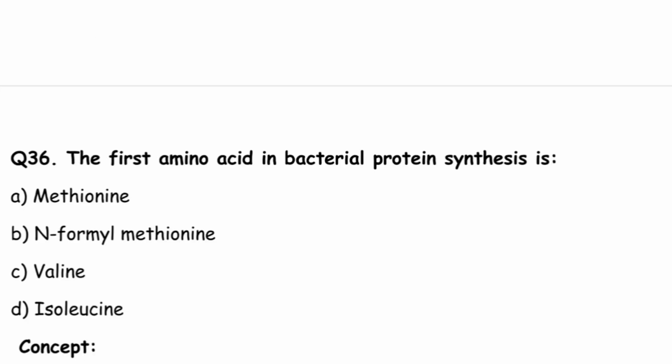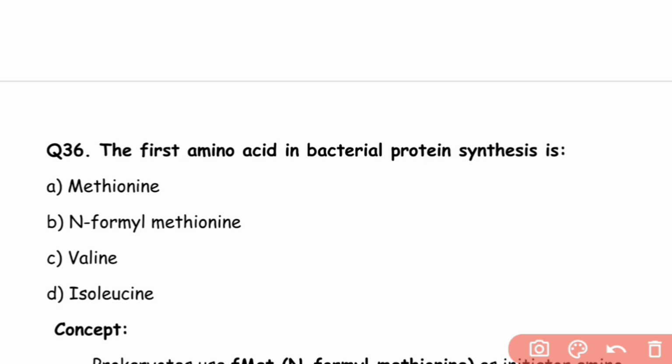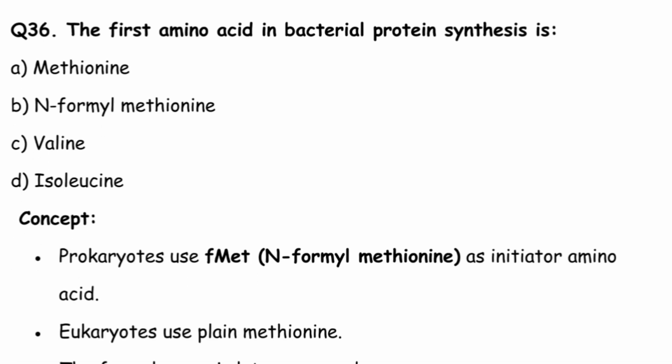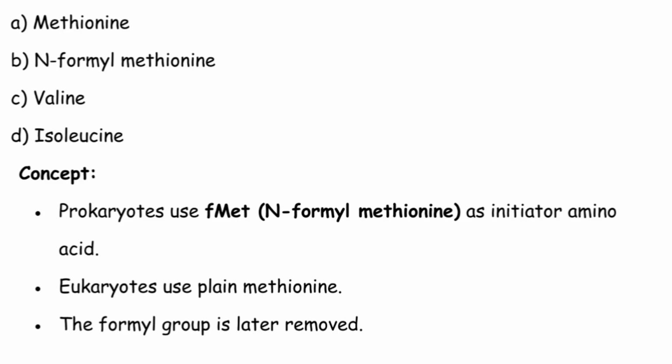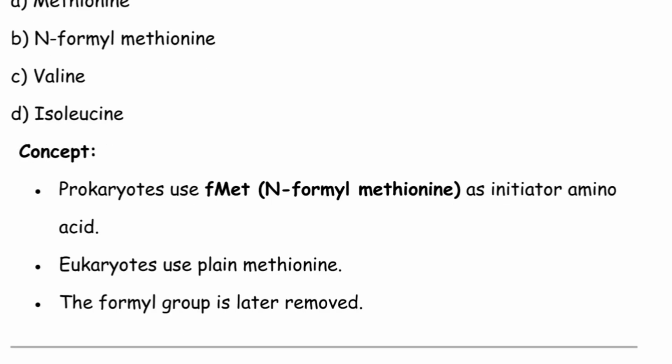Next question: the first amino acid in bacterial protein synthesis is A. methionine, B. N-formylmethionine, C. valine, or D. isoleucine. The correct answer is formylmethionine, that is B. Whereas methionine is the first amino acid in eukaryotes. Prokaryotes use N-formylmethionine as initiator amino acid. Eukaryotes use methionine.